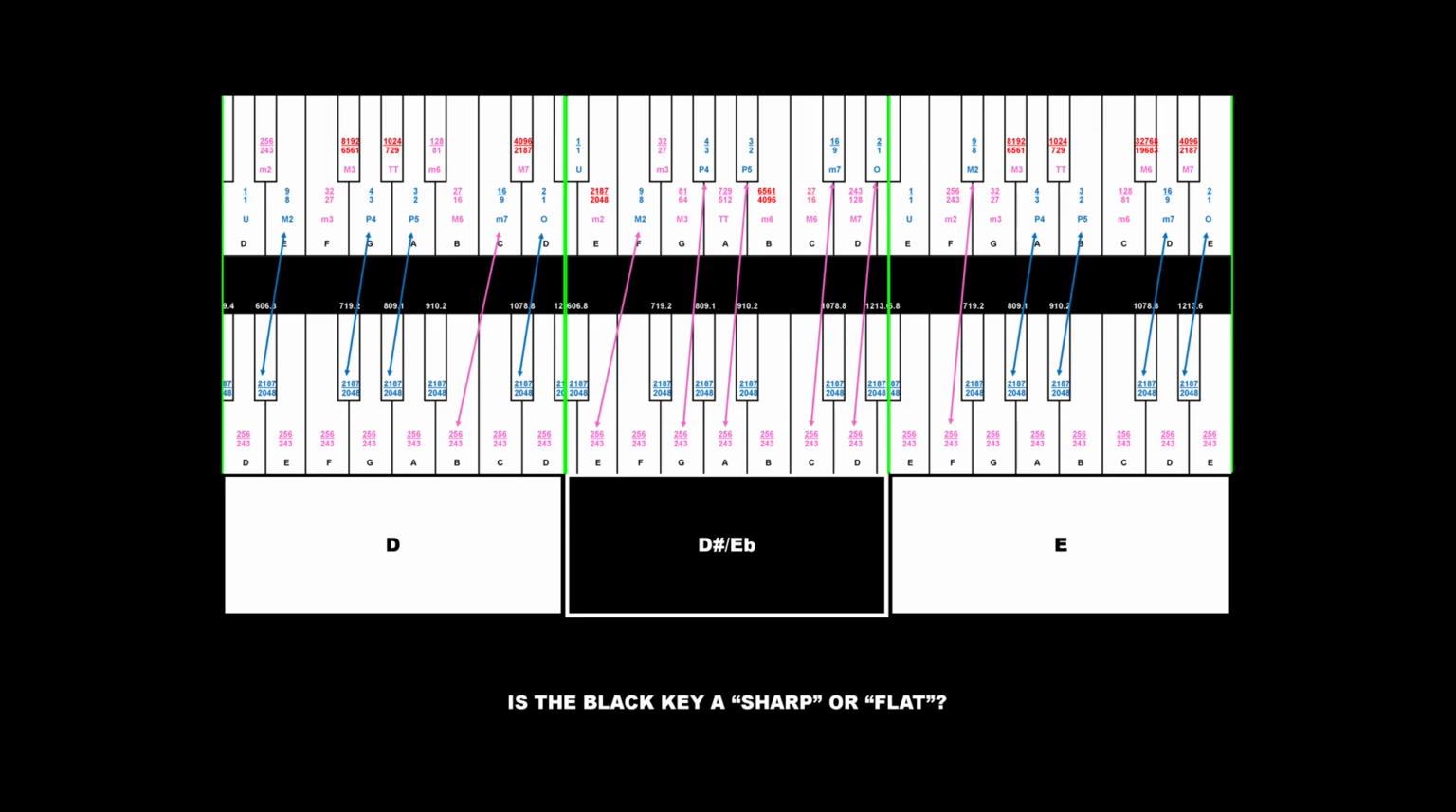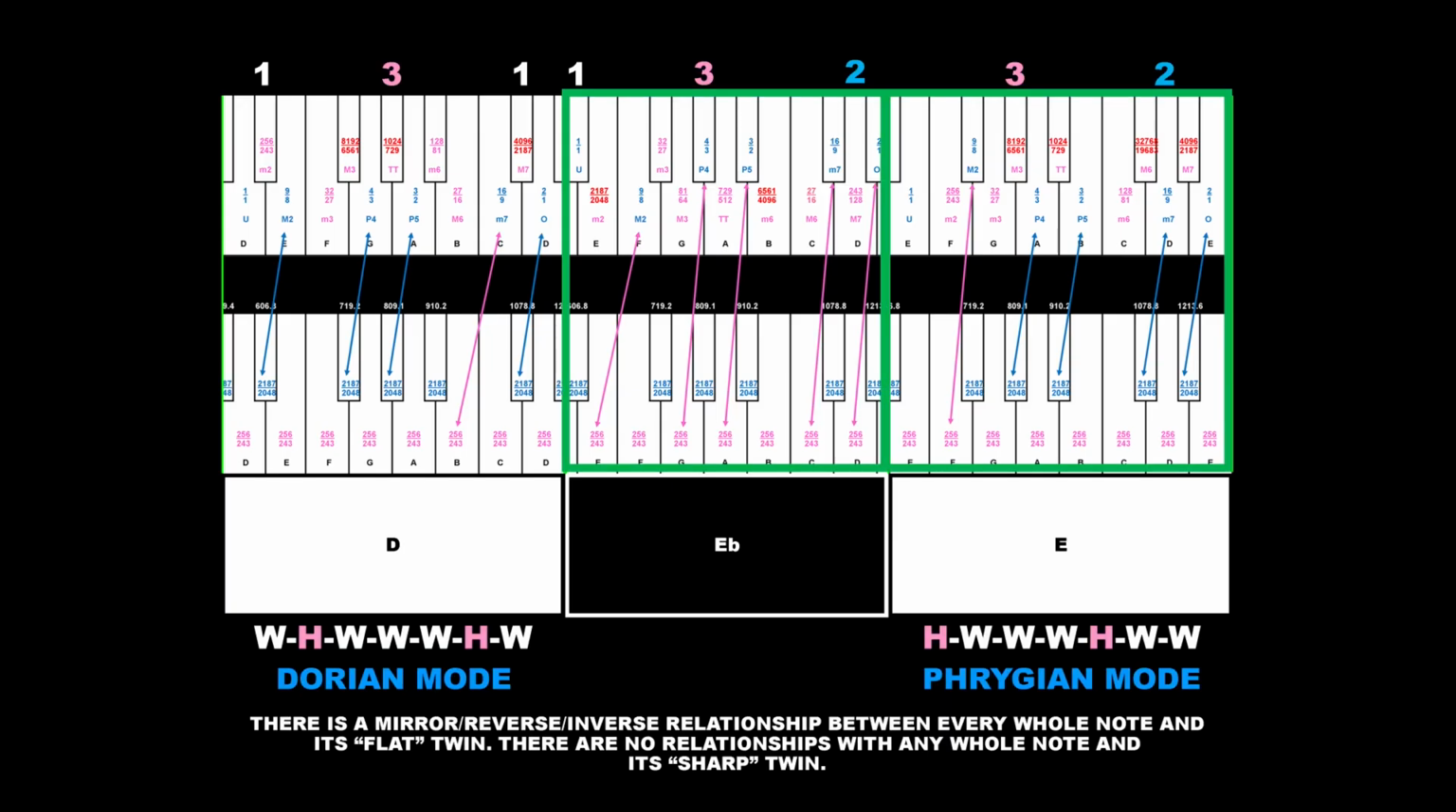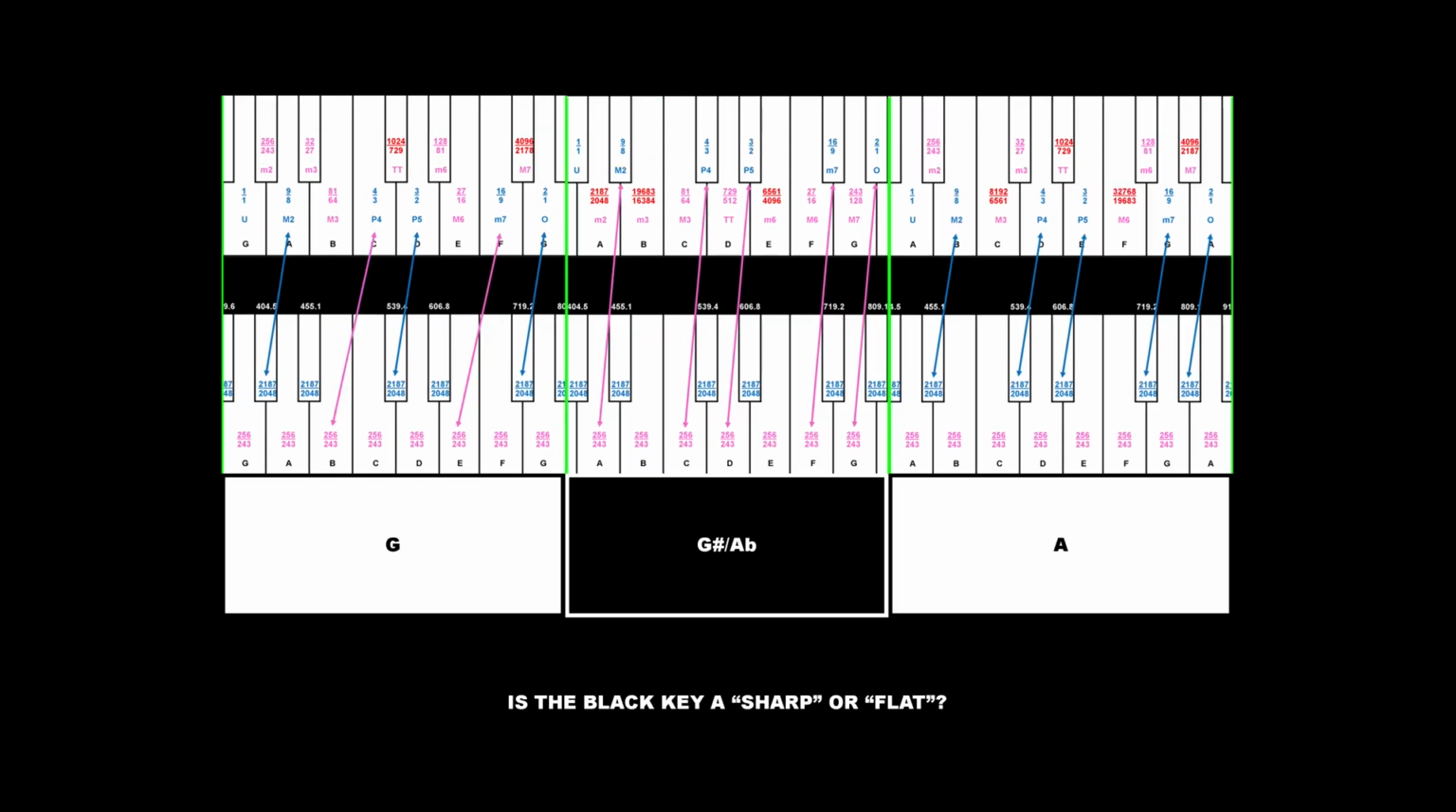Okay, so is the black key D sharp or E flat? And when we look at the pattern, we see that this one is much more obvious. We see those 4 long pink lines in E flat turn into short blues in E, and then we see that lower pink turn into a longer pink in E. So definitely a strong correlation and pattern there. All right, is this black key G sharp or A flat?